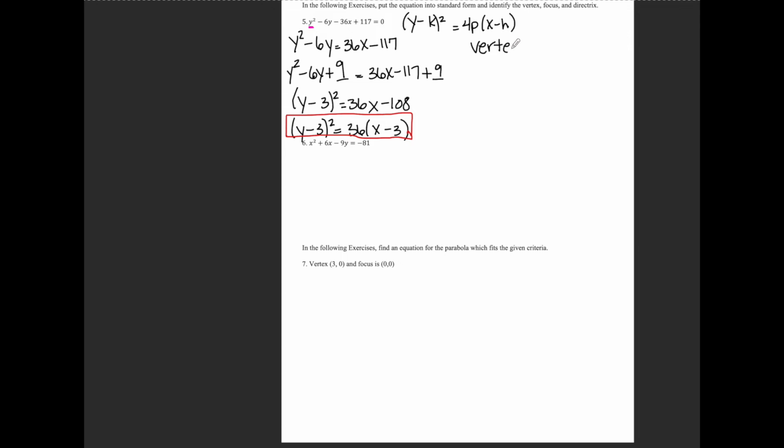I know that my vertex is (h, k). h comes from here, that's going to be positive 3. k comes from here, that's also positive 3. So my vertex is (3, 3).